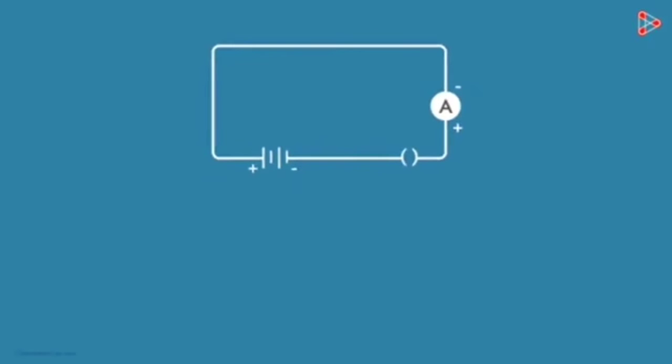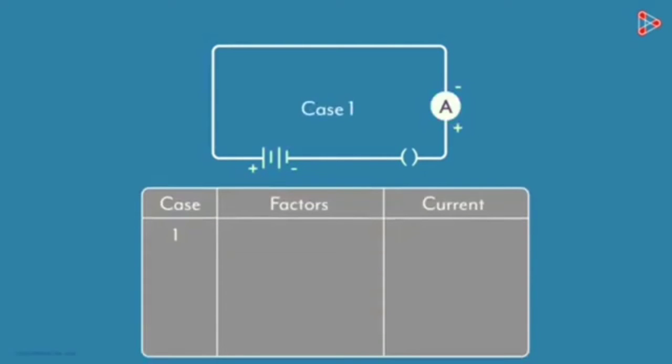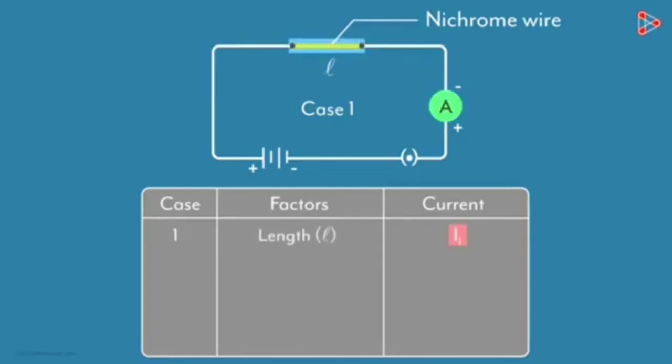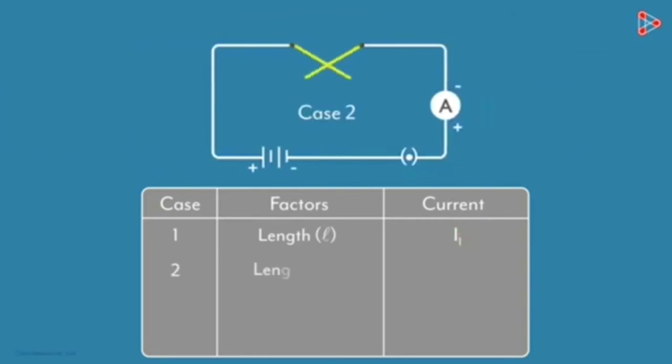So here we have taken a simple electric circuit having a source of electric current, a battery, and an ammeter. Now see, there is a conductor which is a nichrome wire. It is an alloy, of course, of nickel and chromium, having some length L, and through which there is a current I1 passing. Nichrome wire is the combination of nickel and chromium.